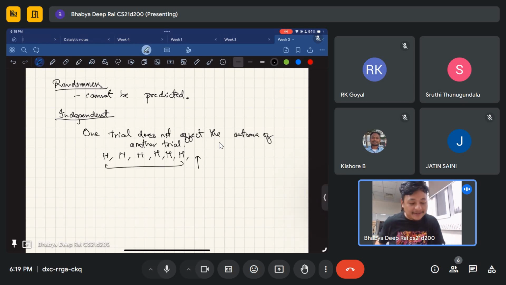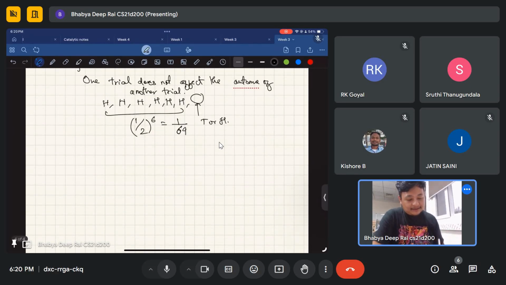You are extremely lucky. What is the probability of this happening? Well, every time it's 1 over 2, half times half times half times half, and so on, which will be 1 over 2 to the 6, so 1 out of 64. You are extremely lucky, and so you cannot tell, it could be tails or heads. So this is what is meant by independence.